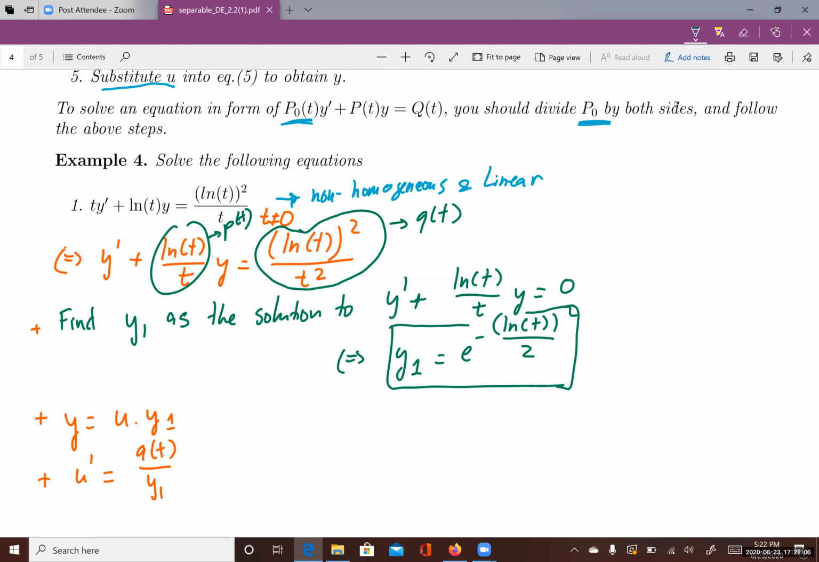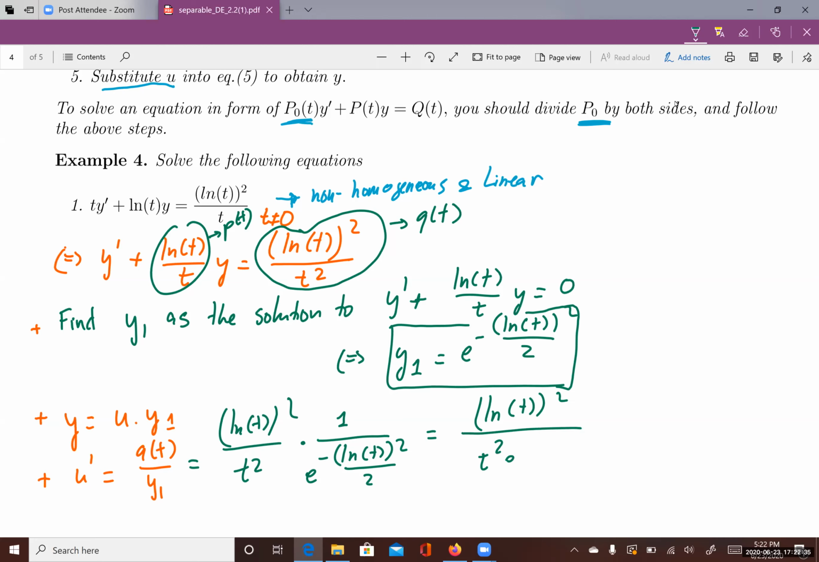Okay. So I would take q of t, natural log of t squared over t squared, divided by this y1, that means it just multiplied by 1 over e to the negative natural log of t squared over 2. Okay, just combine these two together. I will have natural log of t squared divided by t squared e to the natural log of t squared divided by 2. Well, I found my u prime.